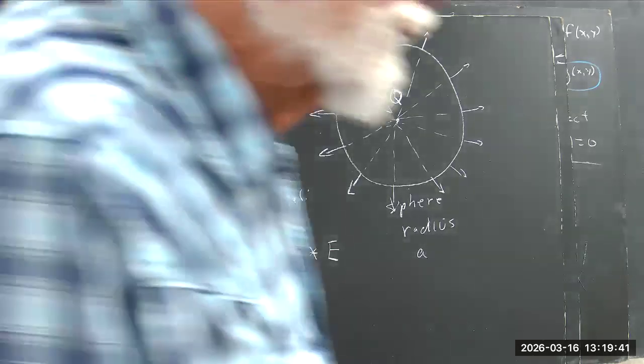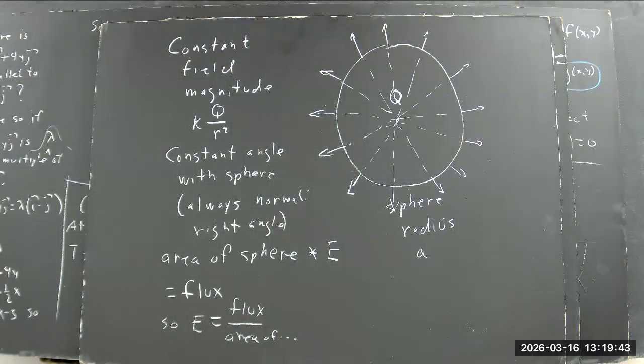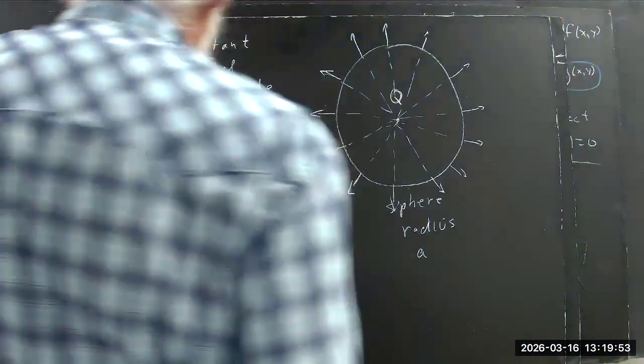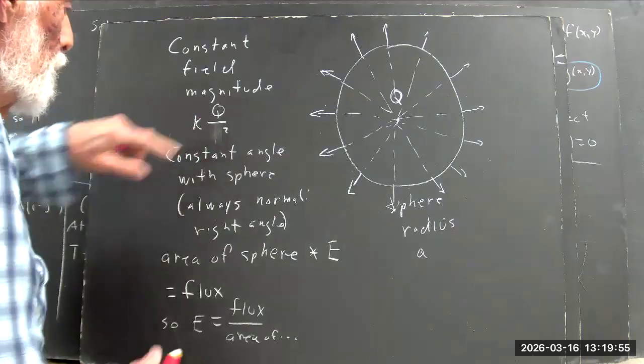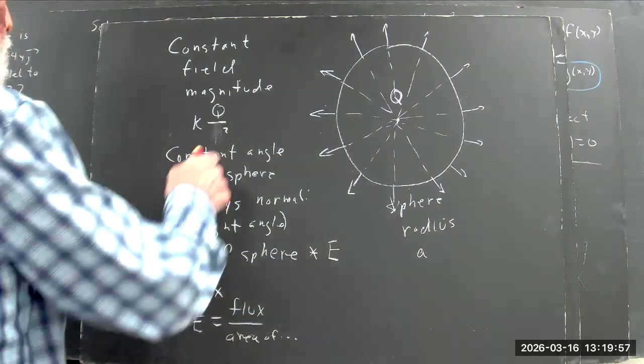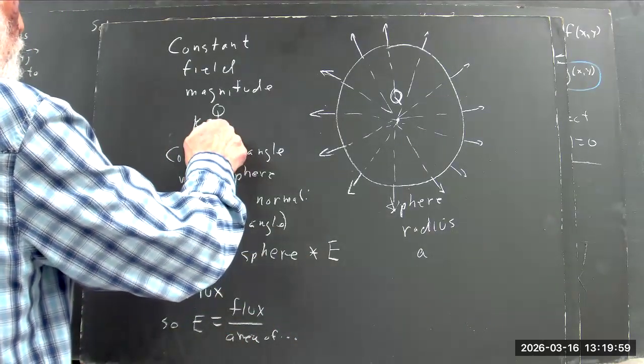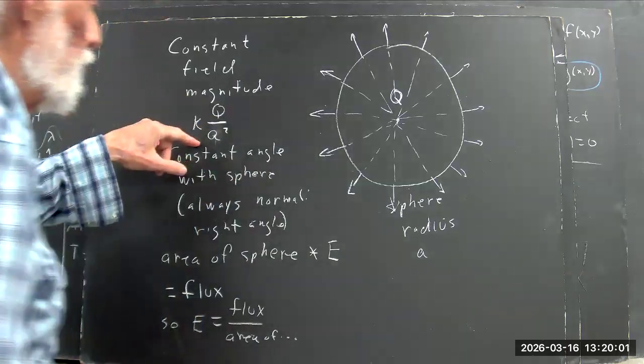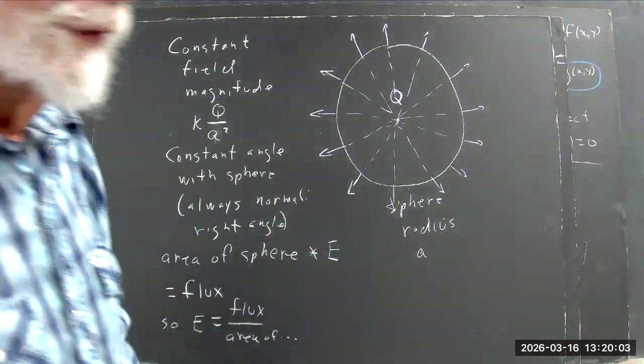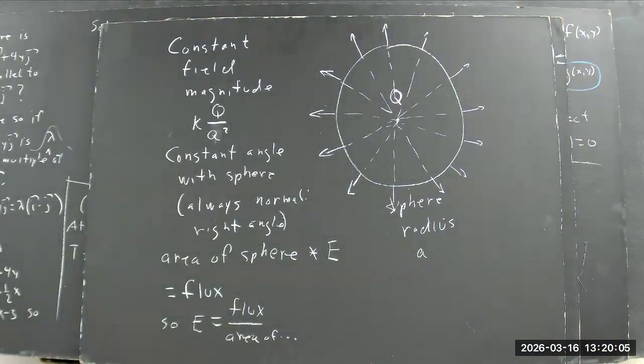Well, can you tell me what you get if you multiply the electric field, KQ over R squared? Somebody else said KQ over R squared, and I corrected you. It's A squared, right? KQ over A squared times the surface area. What's the surface area of a sphere? How many of you know what the surface area of a sphere is?